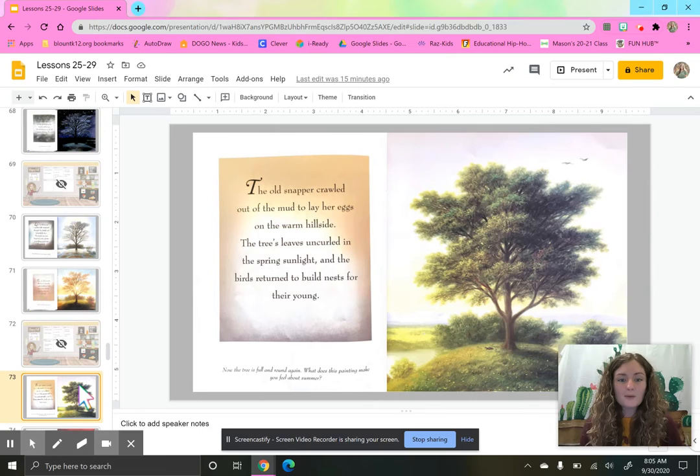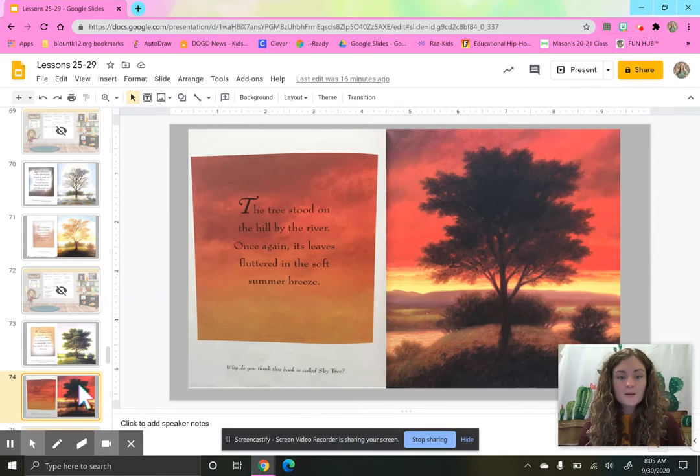The old snapper crawled out of the mud to lay her eggs on the warm hillside. The tree's leaves uncurled in the spring sunlight, and the birds returned to build nests for their young. The tree stood on the hill by the river. Once again, its leaves fluttered in the soft summer breeze.